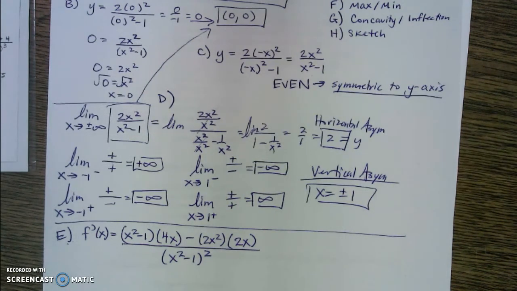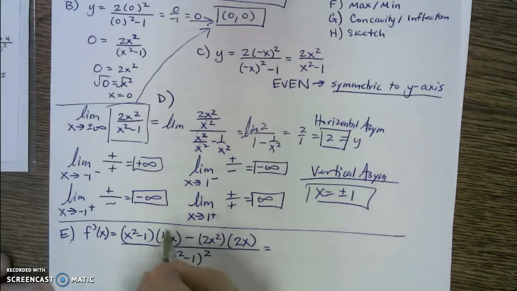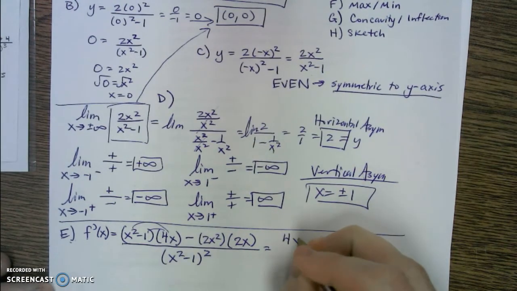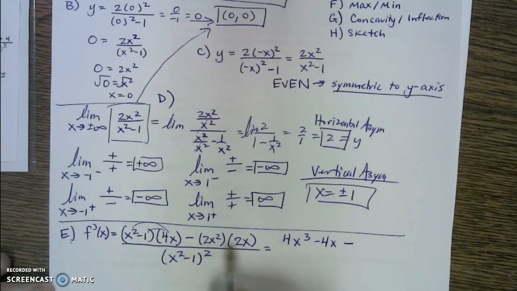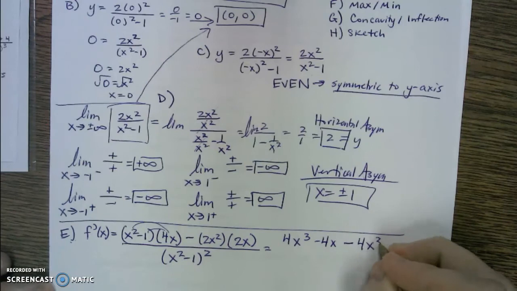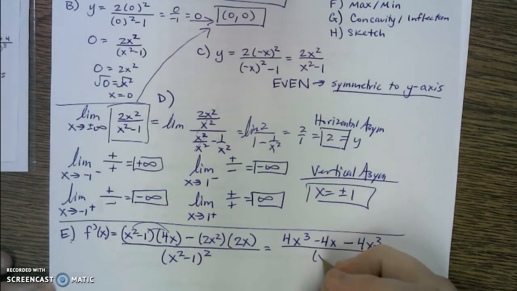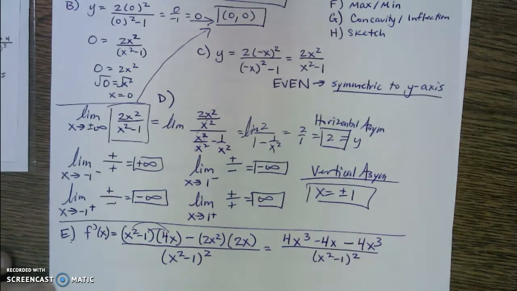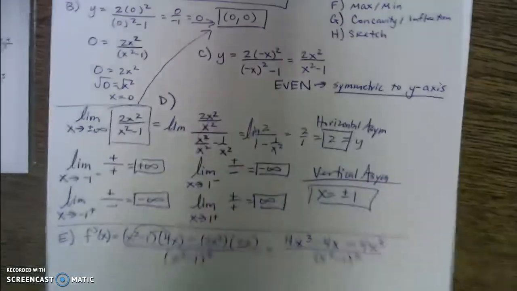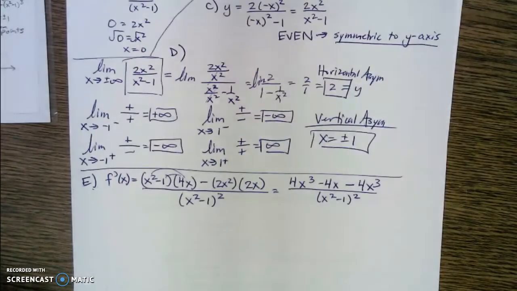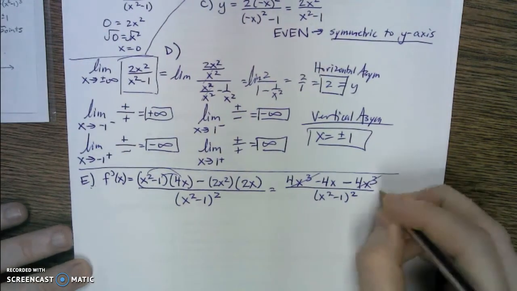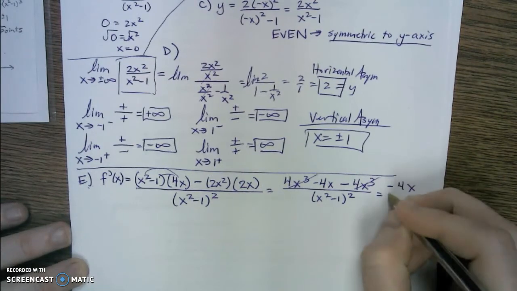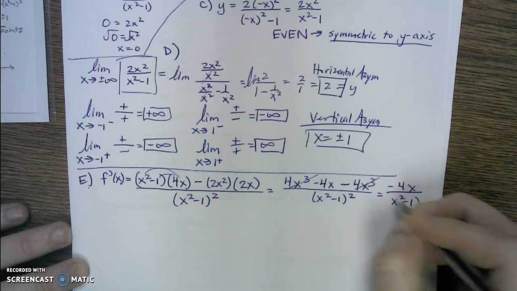So that's what we have so far, and we're going to try to simplify the top. So if you distribute your 4x, we have 4x cubed minus 4x minus 4x cubed. And then we are going to collect like terms. So my 4x cubes cancel. And we end up getting negative 4x over x squared minus 1 squared.